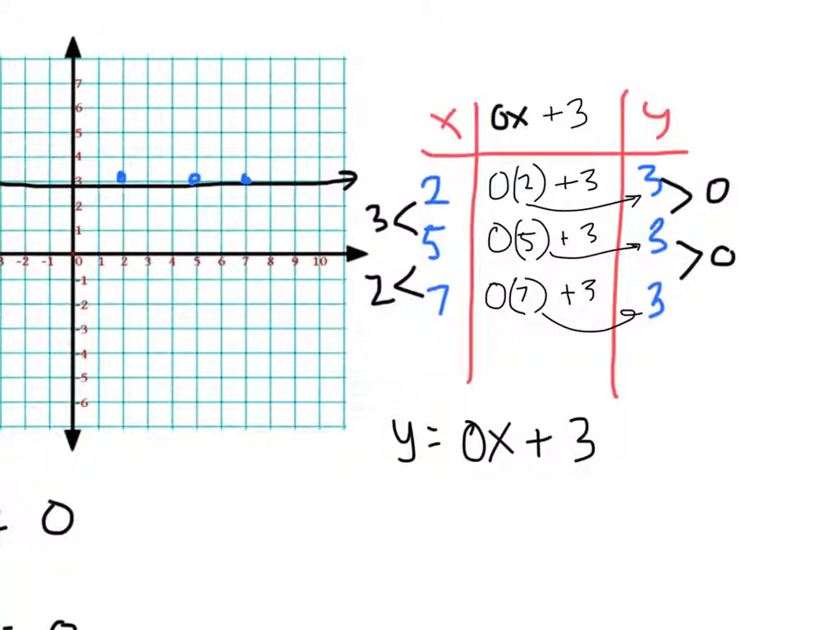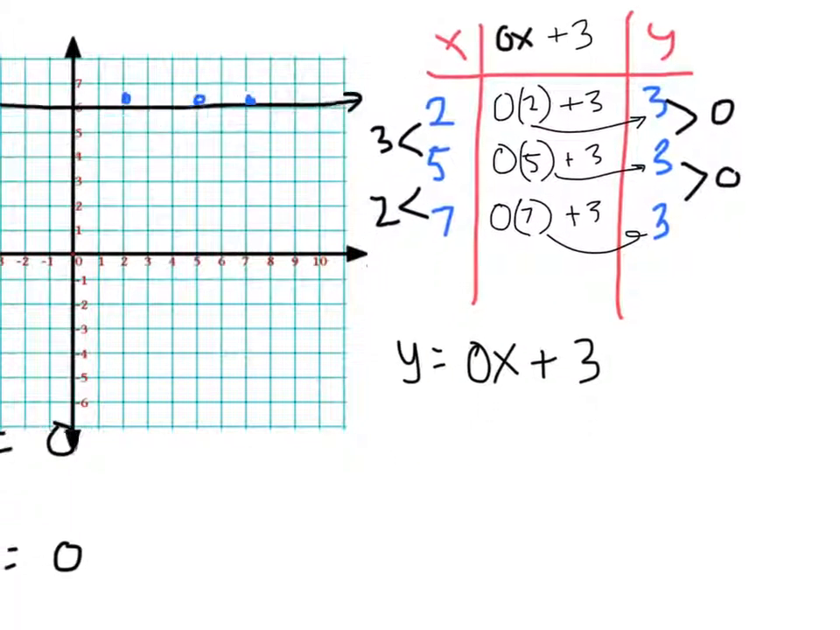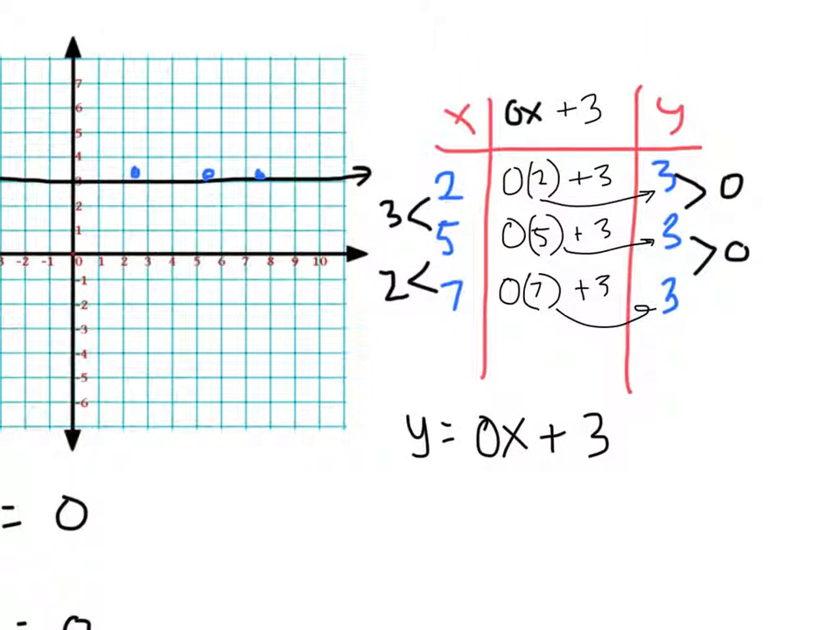Now here's where, in the math world, we don't like to write things that don't need to be written. 0x tells me every time that relationship is going to come out to 0. So what you'll see this equation as most of the time is instead written as y equals 3.